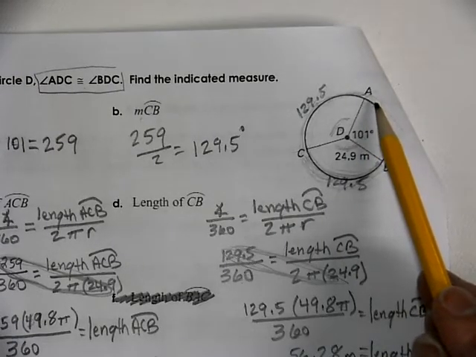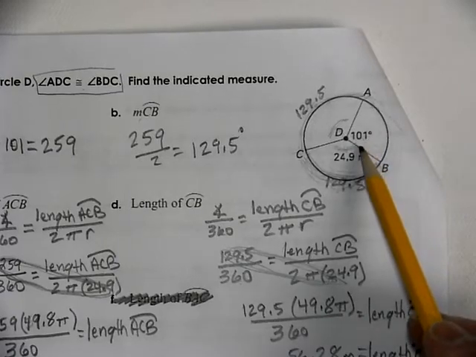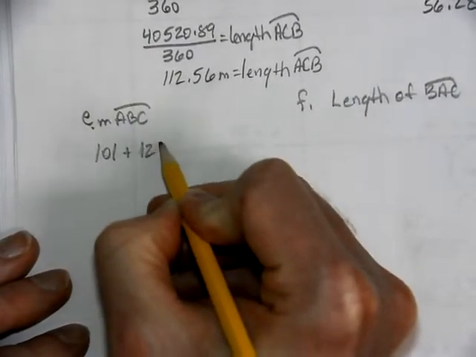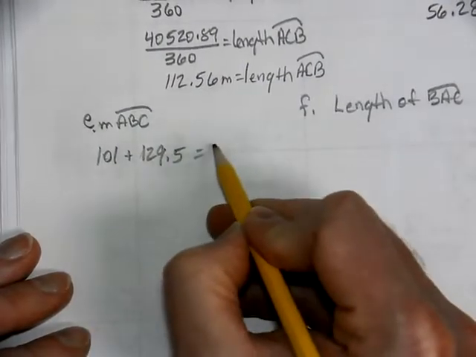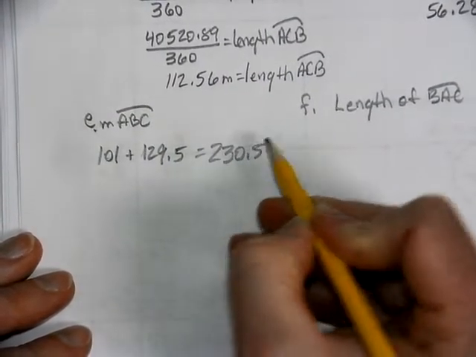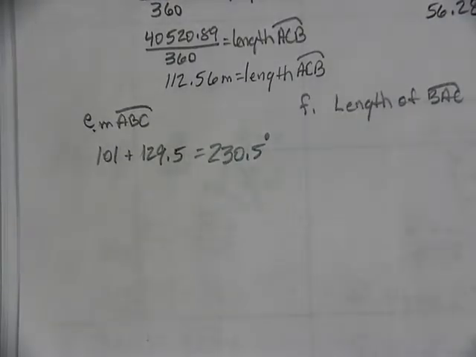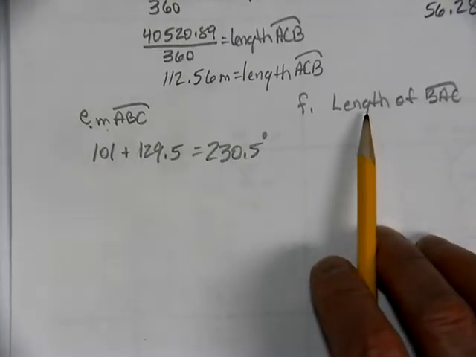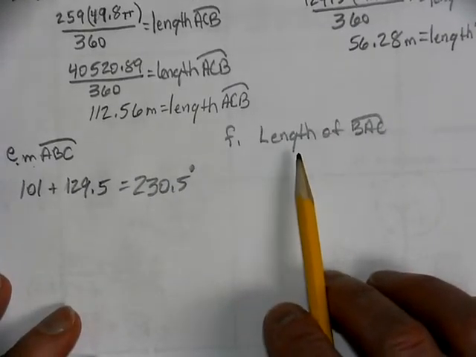Well, from our previous lessons, that's going to be the same as 101 plus the 129.5. So 101 plus 129.5 is going to be 230.5, and that's a degree. A measure is going to be a degree. A length is going to be a meter or a foot. It's going to be a length like a circumference.